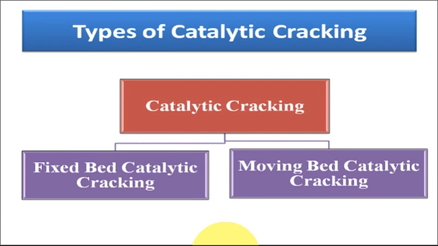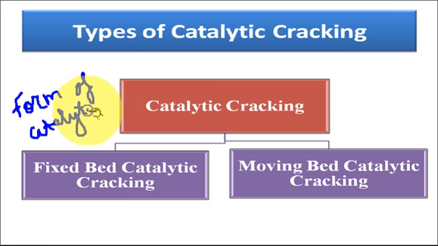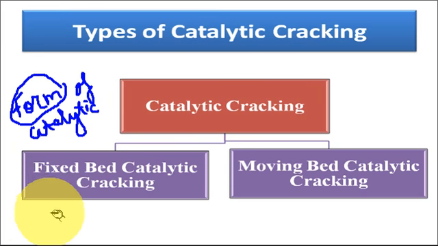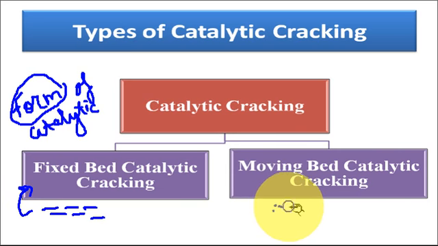Now coming towards the types of catalytic cracking, on the basis of the form of catalyst used. As we just learned, silica alumina gel or zeolite is the catalyst used in catalytic cracking. Either catalyst may be used, but its form matters a lot. If the catalyst is used in the form of pellets, then the process is called fixed bed catalytic cracking. While if the catalyst is used in the form of very fine particles, that means in the form of powder, then the process is called moving bed catalytic cracking.